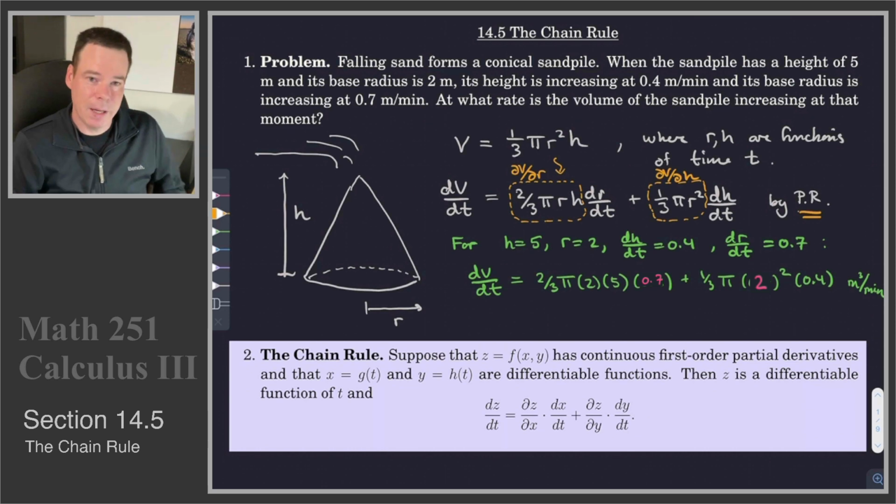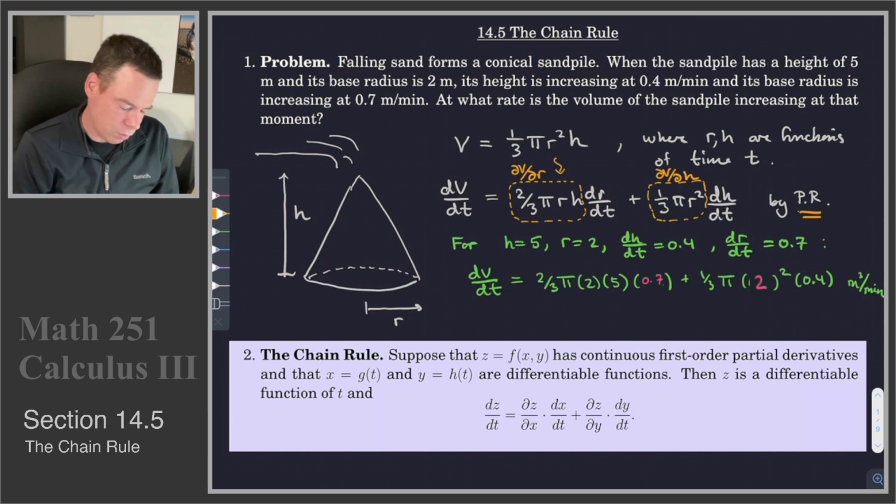But if I take a step back and look at the structure of the derivative, it looks like it's made up of partial derivatives. In order to get the derivative of v with respect to t, I first took the partial derivative of v with respect to r, and then the derivative of r with respect to t. And then I added to that the partial derivative of v with respect to h, and then the derivative of h with respect to t.